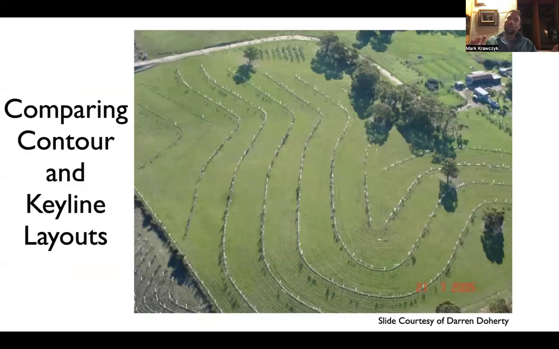And this is a great opportunity then to just take a moment to compare and contrast the difference between contour layouts and keyline layouts because they're very similar, but they have different effects. And so here we're looking at an agroforestry layout designed by Darren Doherty in Australia. And we've got a valley running through the landscape right here. And there's a primary ridge right here and another valley right there.